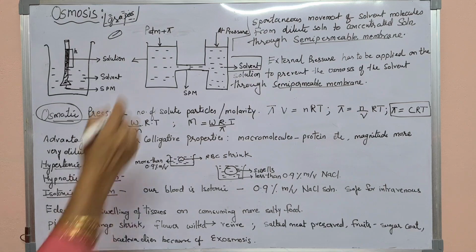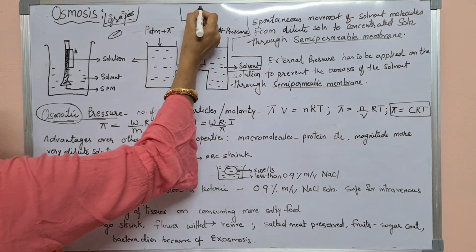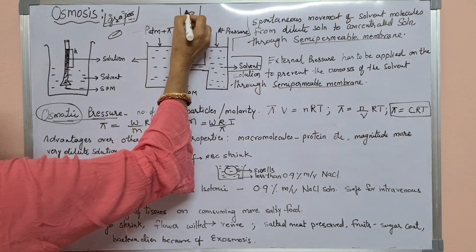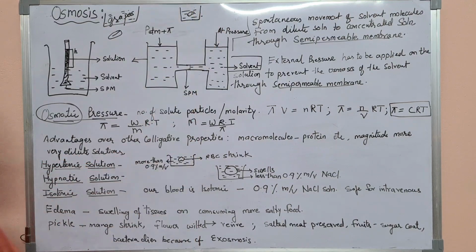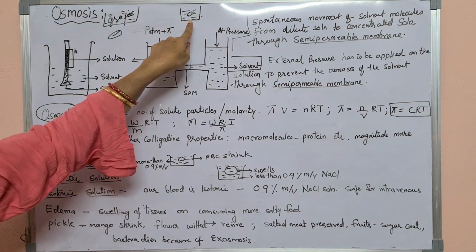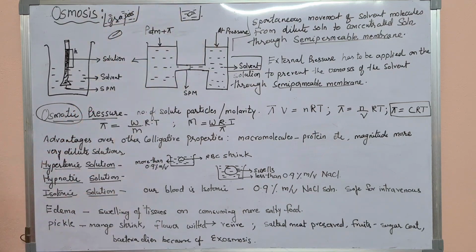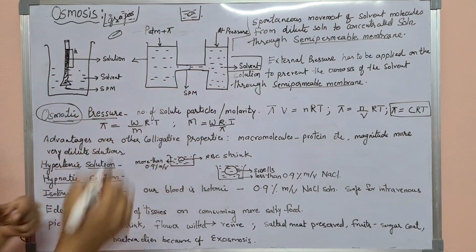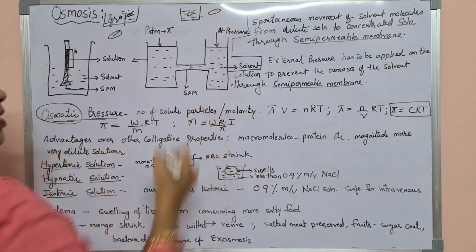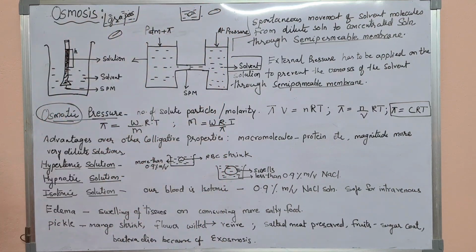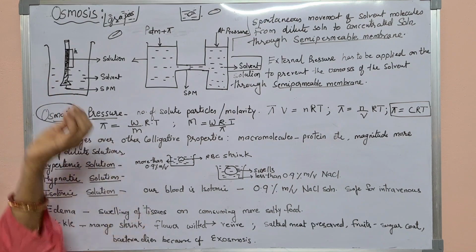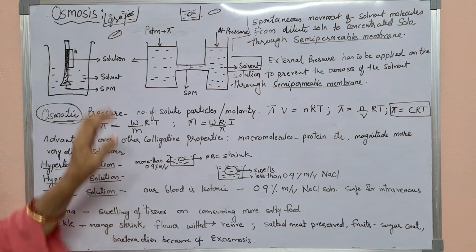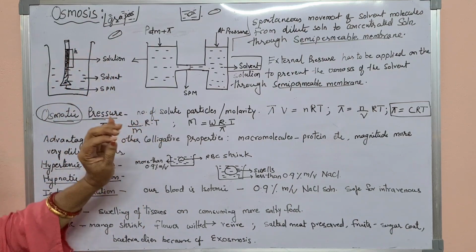Second example, take kishmish, raisins, and dip them in water. Observe them after just 15 minutes. What you observe is that the kishmish or raisin swells up. So what happened in these two processes? In these two processes, the movement of the solvent takes place.